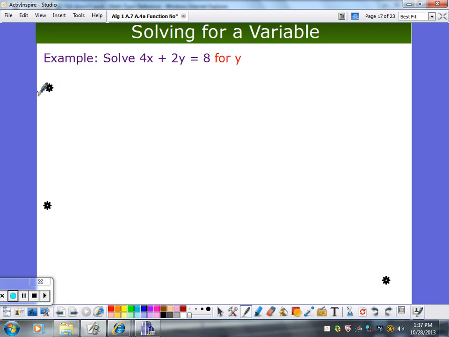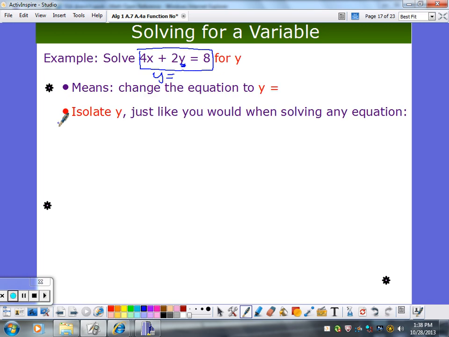Okay. So we're going to solve, here's an equation. 4x plus 2y equals 8. It's a linear equation in standard form. I want to solve it for y. So what does that mean? See my y here? When I'm all done, I want this equation to be written as y equals stuff. So let's find out how we do that. We do it just like we would do if numbers were there instead of variables. Isolate the y. Make y be all by itself.